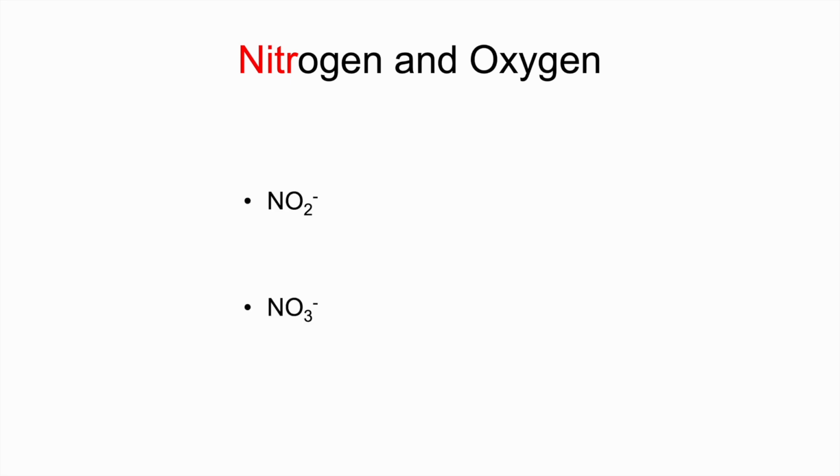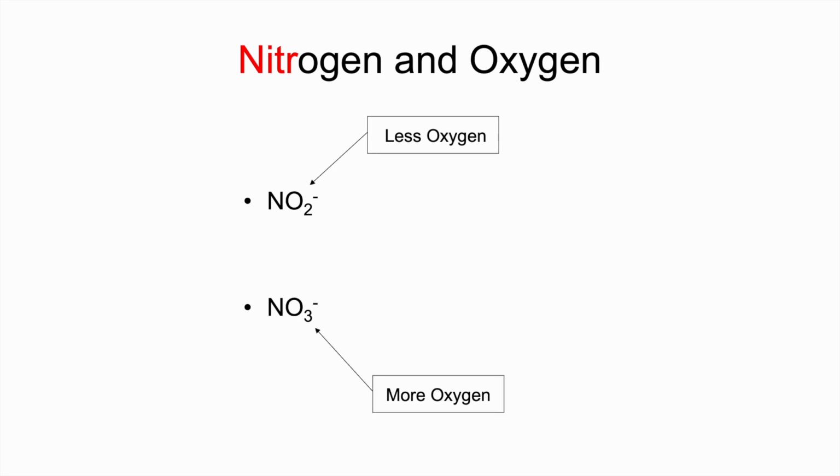There's NO2 with a -1 charge and NO3 with a -1 charge. Notice that these 2 anions are identical except for the number of oxygen atoms. NO2 has less oxygen, NO3 has more. The only thing that differs in their name is the ending. NO2 with less oxygen is nitrite, ITE. NO3 with more oxygen is nitrate, ATE. And you will see this pattern across every oxyanion. The one with less oxygen atoms will end in ITE. The one with more oxygen atoms will end in ATE.